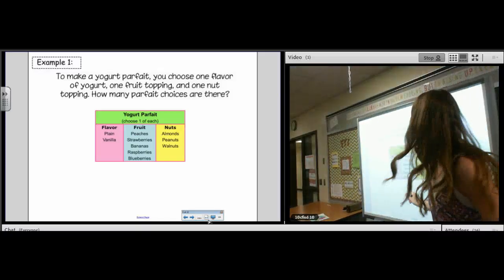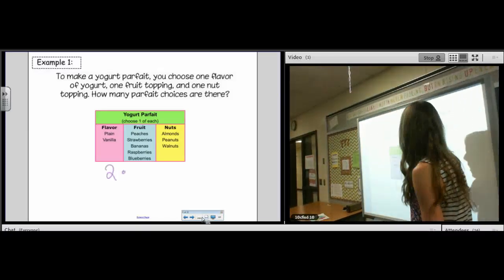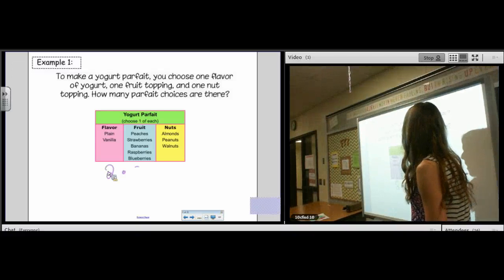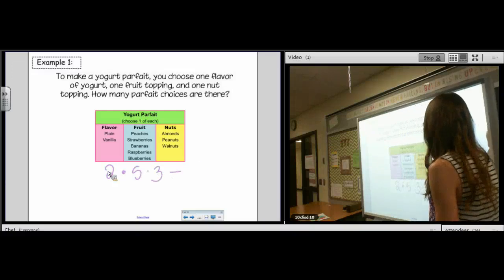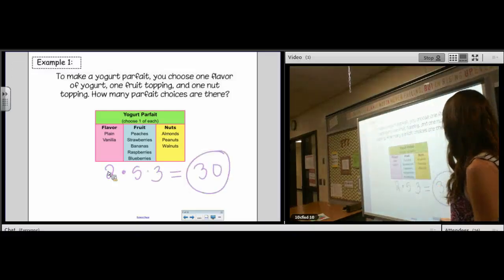All right. 2 times 5 times 3 is 30 combinations of parfaits.